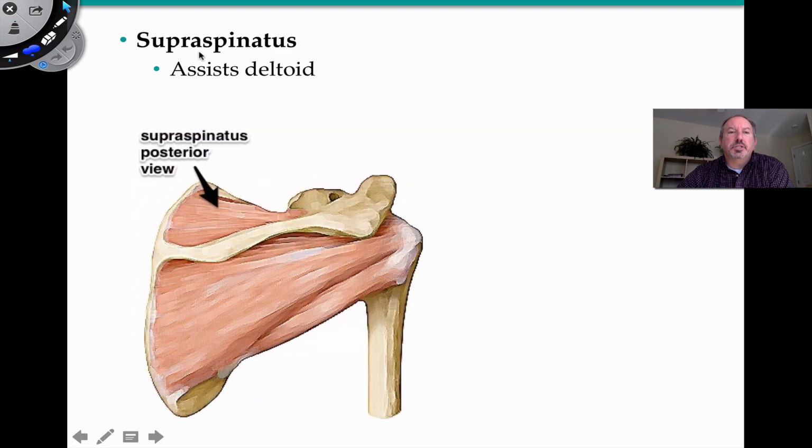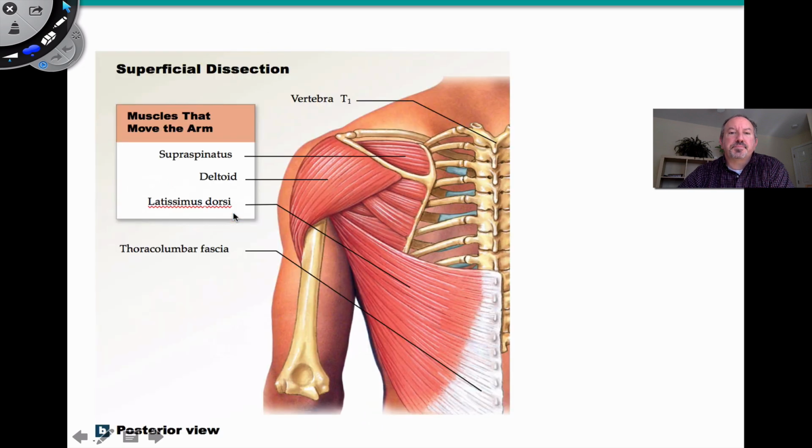Then we have your supraspinatus. It assists the deltoid right there, supraspinatus. This is a posterior view of that muscle. And there's a nice view of it right there, supraspinatus. Here's your deltoid right there. This is a posterior view.